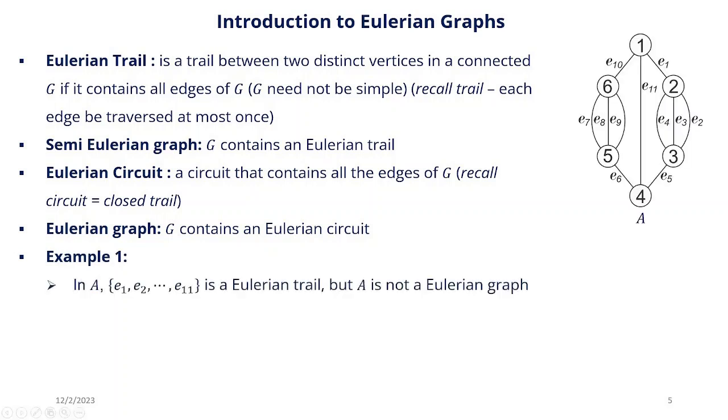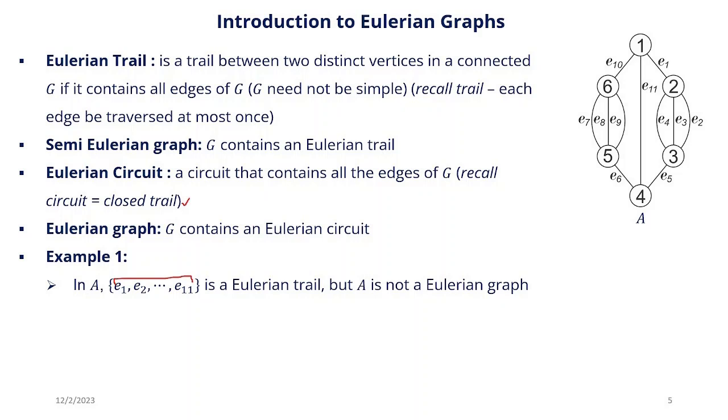First example. In the graph we have on the top right here, graph A, E1, E2, E3, all the way down to E11 is an Eulerian trail. But the graph itself is not an Eulerian graph. Why? Because we say an Eulerian graph is one that contains an Eulerian circuit. And an Eulerian circuit is a circuit that contains all the edges of G. And we know that a circuit is a closed trail. So, why is it that the graph we have on the right here is an Eulerian trail, but it's not an Eulerian graph? Because the set of edges that we have here do not form a closed trail.